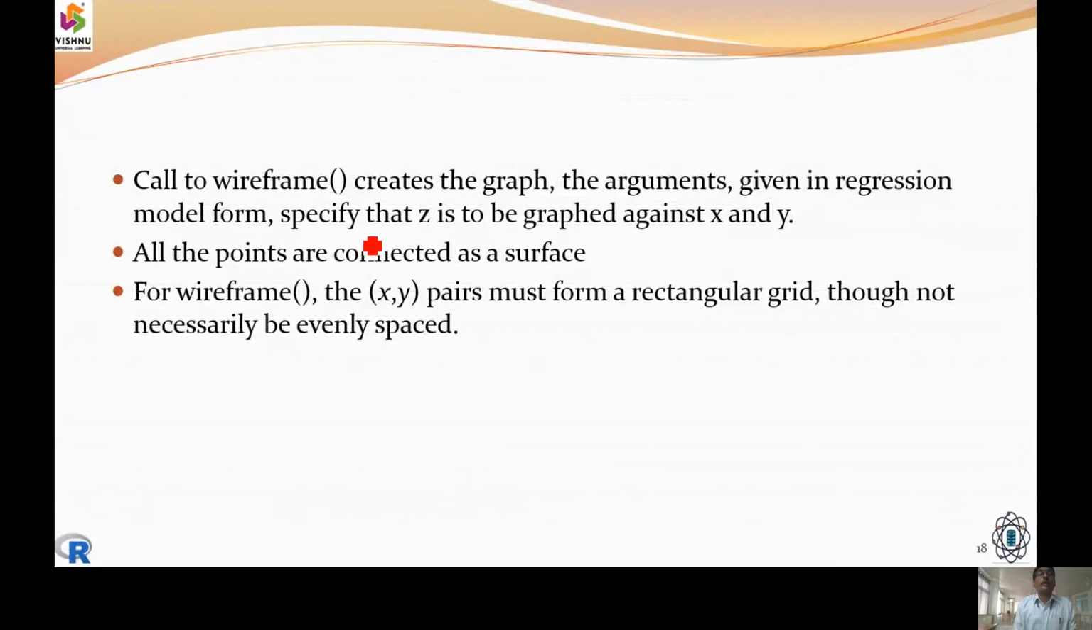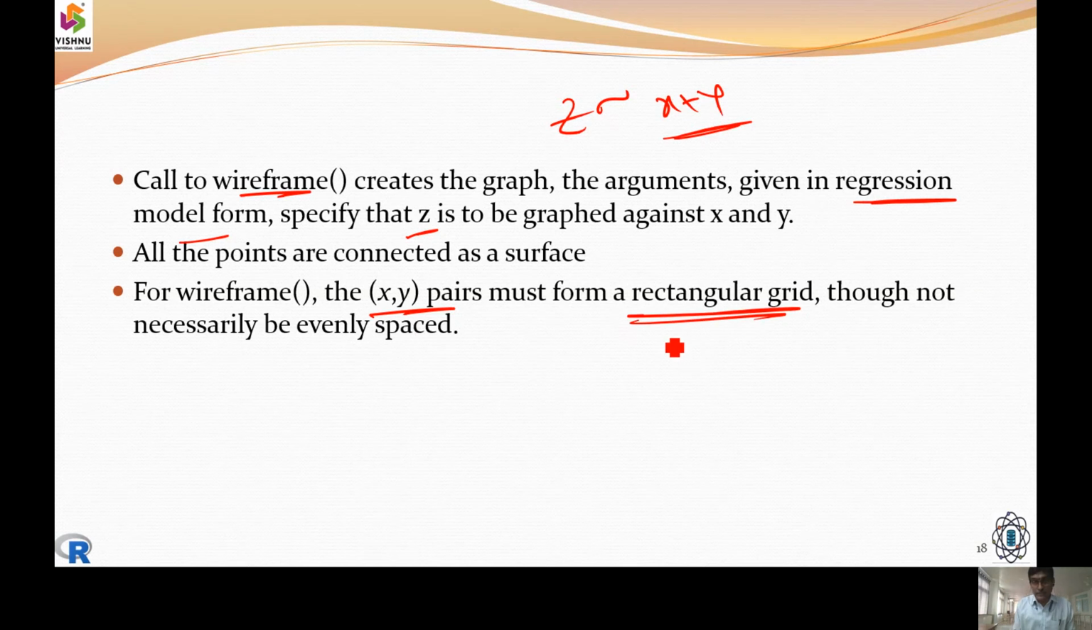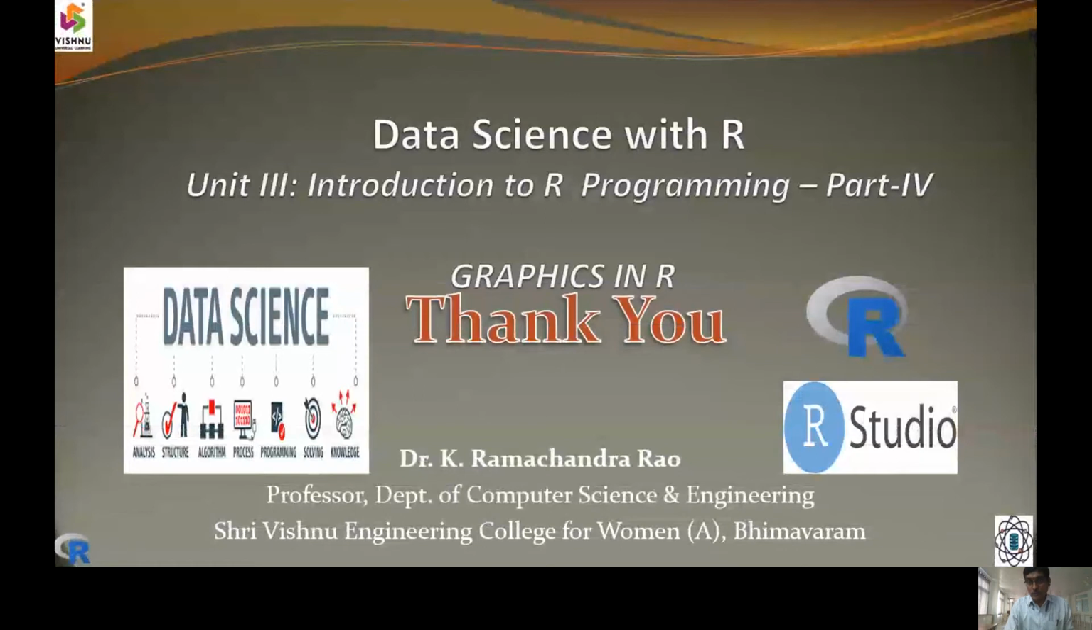So it is a wireframe model. It is going to give the regression model with z, and z is a composition of x plus y here. So we will be getting a pair, and that space is going to form a rectangular grid. So that's how a wireframe is going to occur. So this is all from the graphics in R.